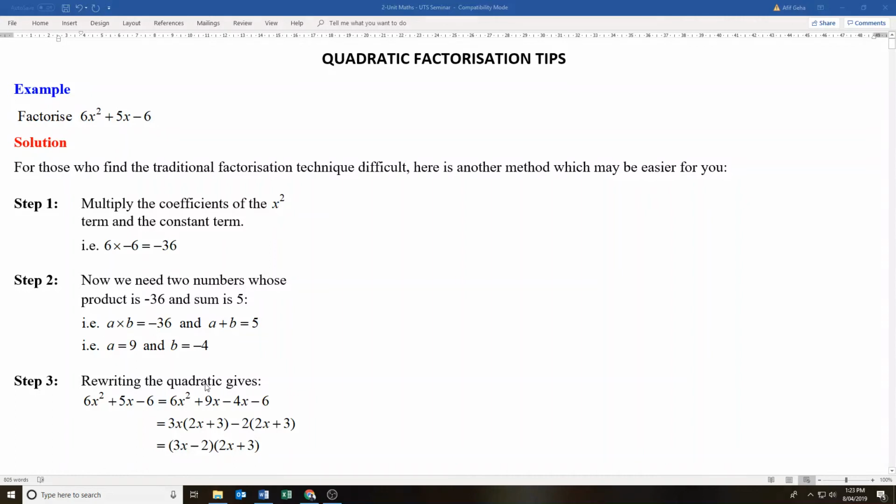Now we factorize the first two terms together and the latter two together. So the first two terms, the common factor is 3x, leaving me 2x plus 3. Again, factorizing the other ones, minus 2, leaving 2x plus 3 again. And the common bracket here is 2x plus 3, so that can be factorized out, leaving us the answer 3x minus 2 outside of 2x plus 3.